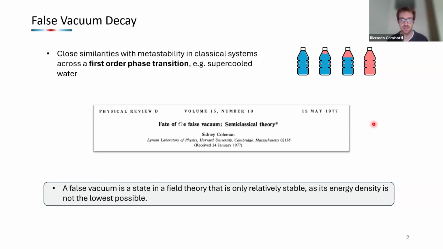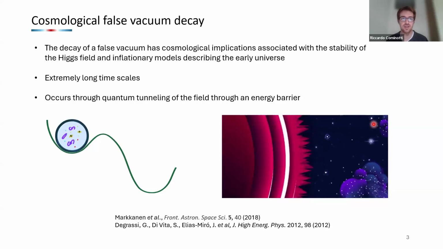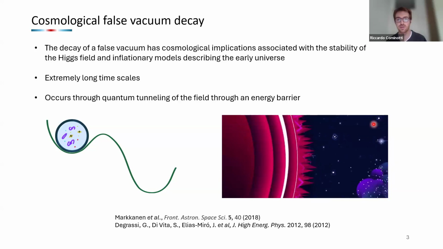And in the paper, he roughly defined a forced vacuum as a state in a field theory that is only relatively stable, because the energy density of the state is not the lowest possible. The idea gained a lot of interest because the decay of a forced vacuum has a lot of implications in the field of cosmology and high particle physics.